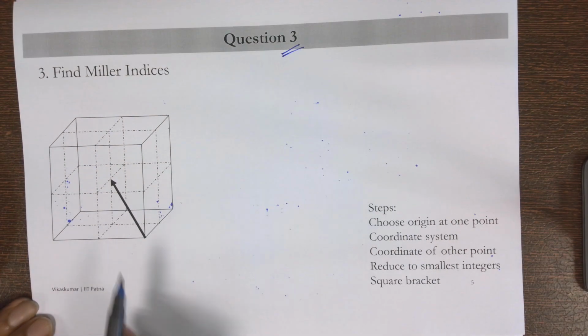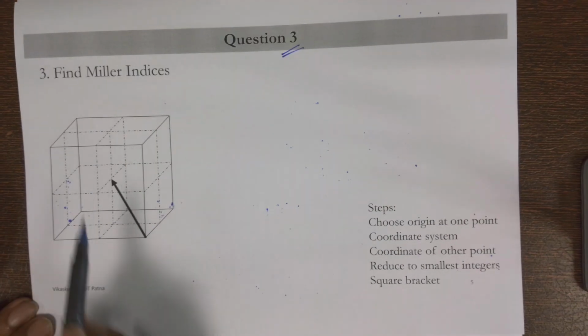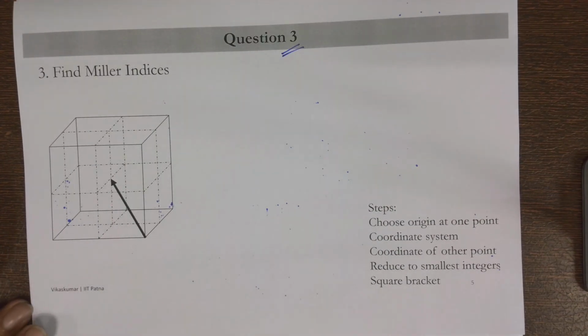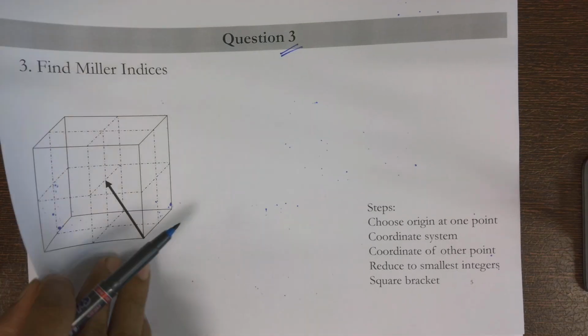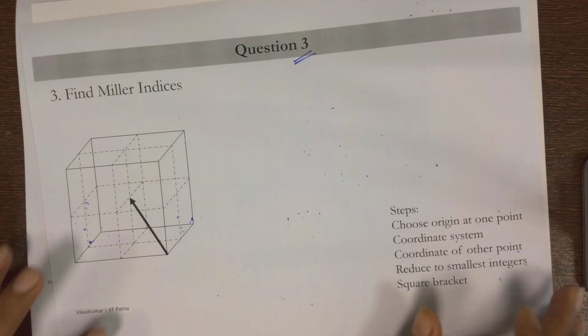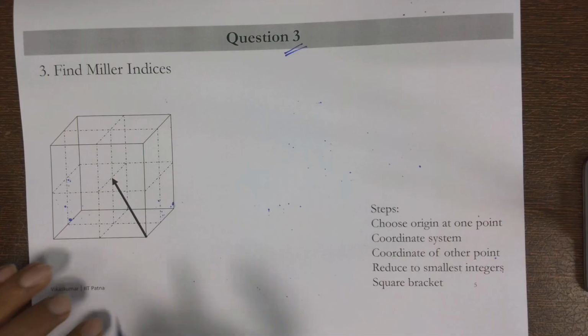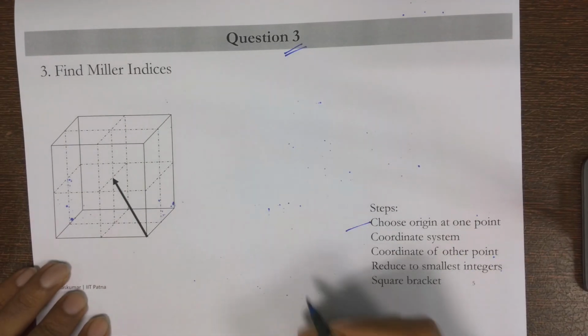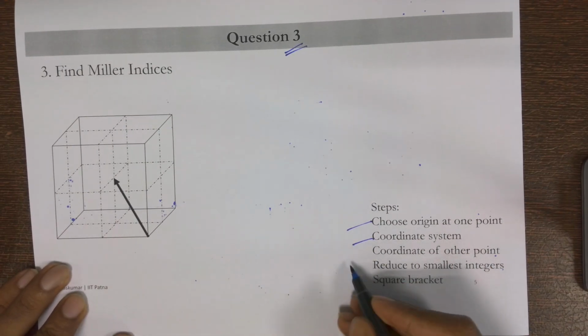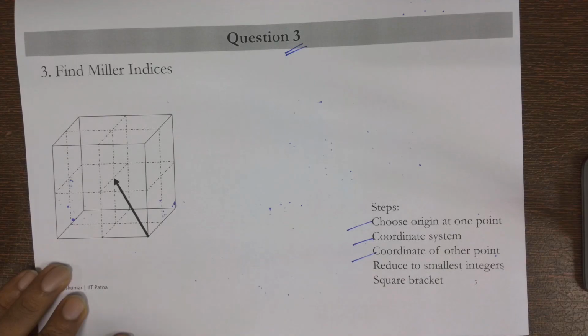Question number 3. Again, we have to find the Miller indices of this particular plane. How about all of us give a try? It's not difficult, it's a very easy question. What we have to do: first we choose the origin, then we choose the coordinate system, then we go with the coordinates of the other point, then we reduce it to the smallest integers, and at the end we put the square bracket.